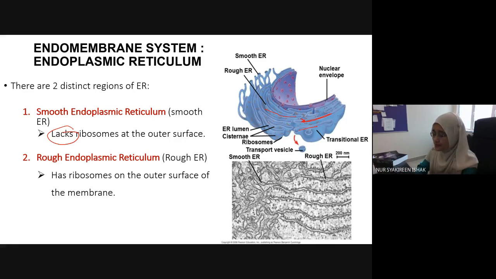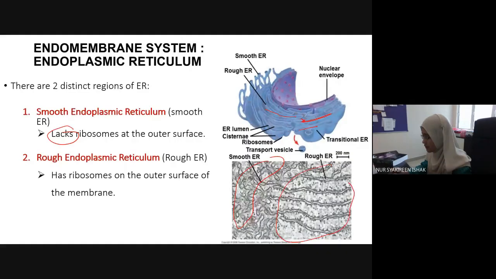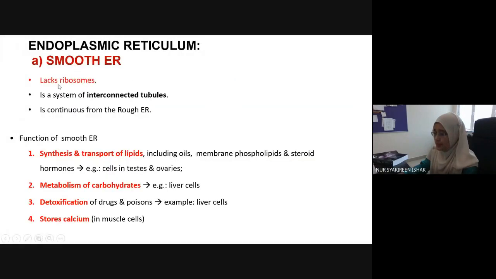Okay, and then the next one is bound ribosome. They have bound ribosome lah. Rough ER has bound ribosome attached to the outer surface of the membrane. So this is the region of the smooth ER. So this is the region of the rough ER. Rough ER has bound ribosome attached to it. So smooth ER, they lack ribosome. Lack bukan maksud kurang, lack maksudnya tak ada. Does not have any ribosome attached to the smooth ER at all.